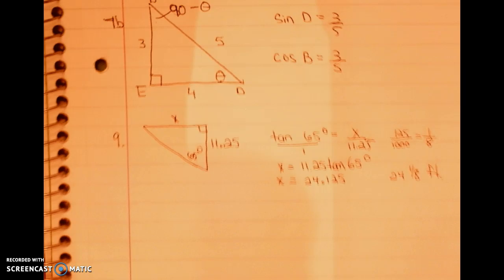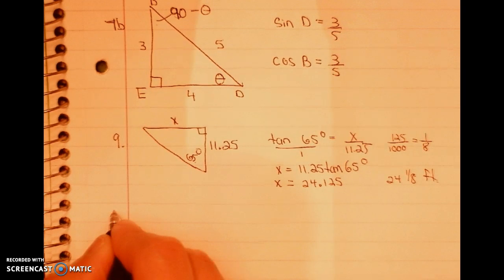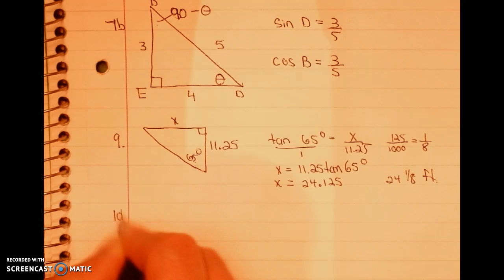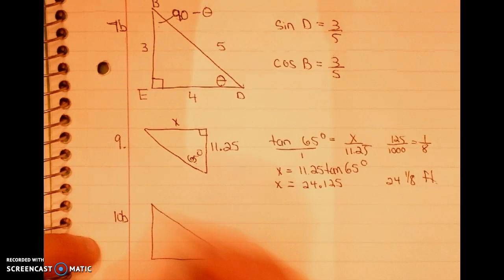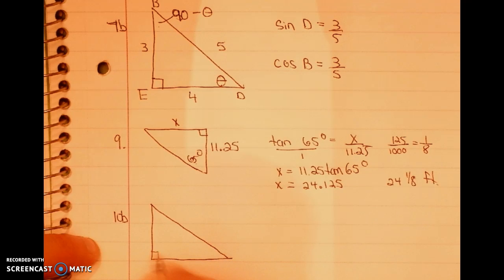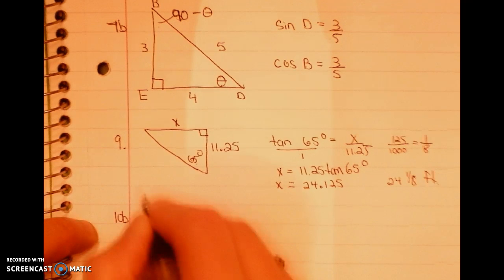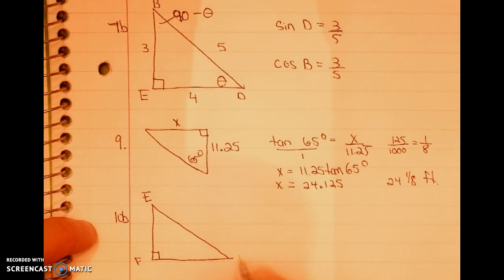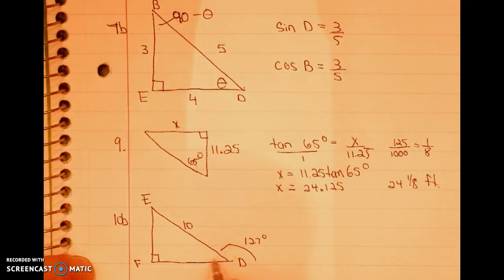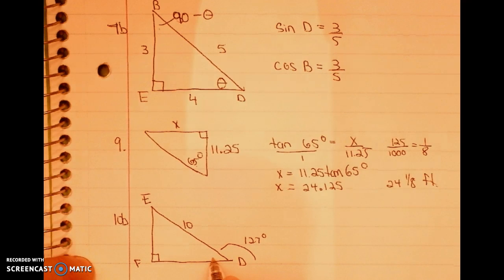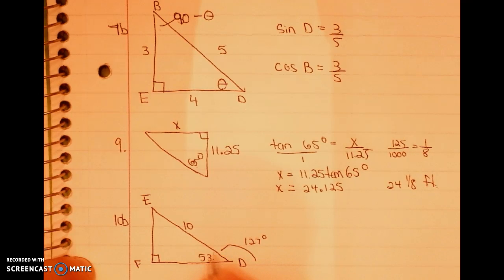Okay, moving on to the next question, if I can squeeze it on here, is 10b. Find the coordinates of point E. So let me draw that picture out. I have E, F, and D. I've been given the hypotenuse is 10, and I know this angle is 127. So the first thing I'm going to do is go and find this angle here. 180 minus 127 is going to give me 53 degrees.